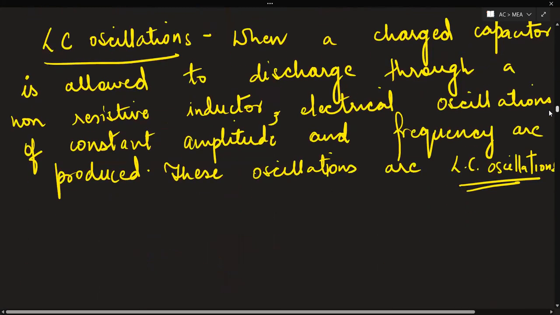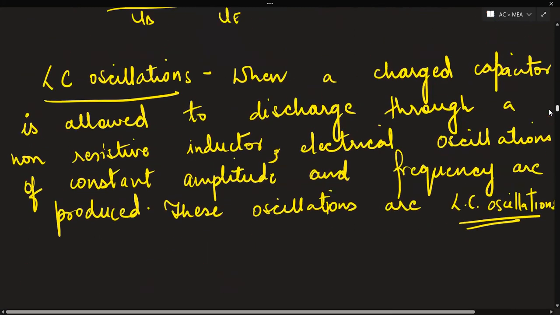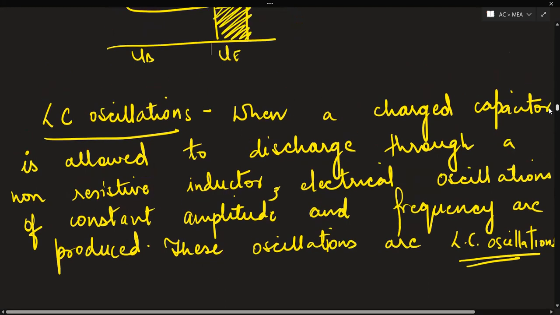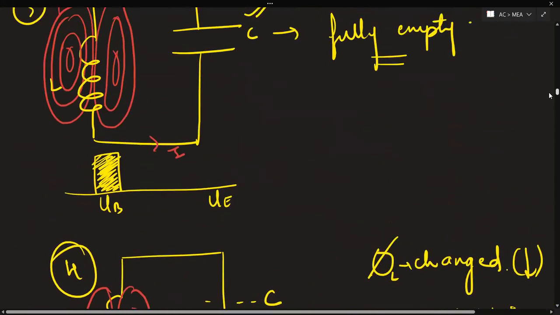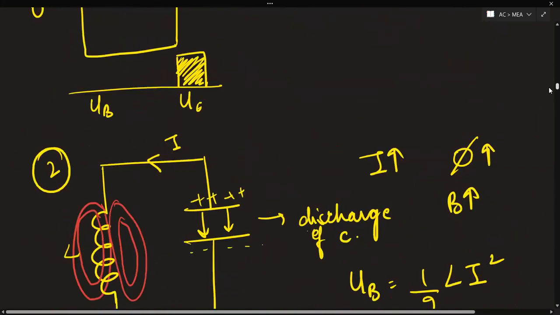The definition I have written: when a charged capacitor is allowed to discharge through a non-resistive inductor, electrical oscillations of constant amplitude and frequency are produced, and these oscillations are called LC oscillations. L for inductor, C for capacitor. All right, note it down. Wherever you have doubts, ask me. We'll write the equation also for this.